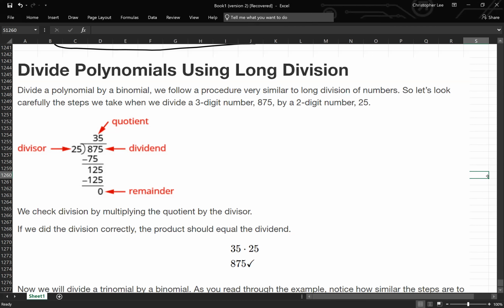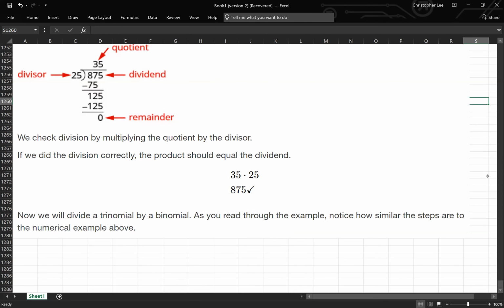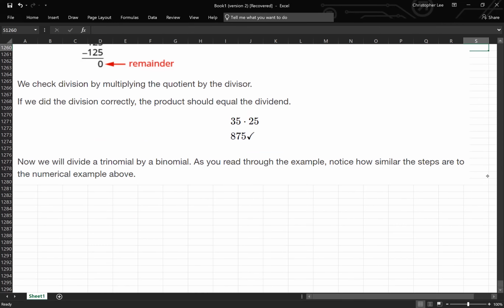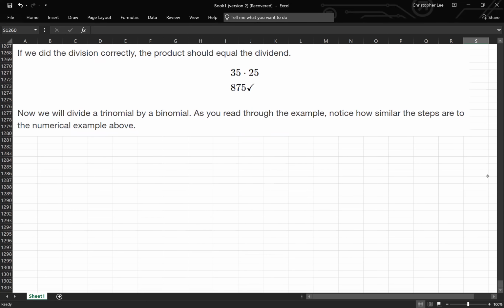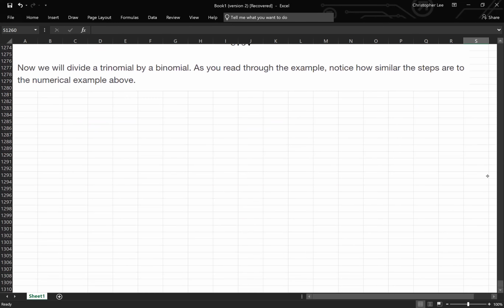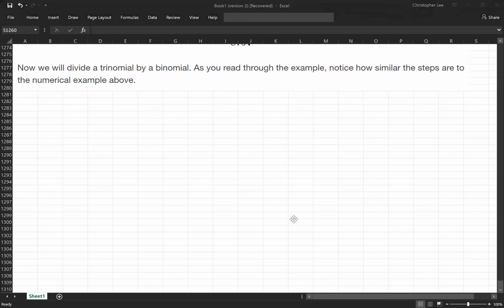So we check division by multiplying the quotient by the divisor. If we did the division correctly, the product should equal the dividend. So 35 times 25 is 875. Now we will divide a trinomial by a binomial. As you read through the example, notice how similar the steps are to the numerical example above. All right. This right here is going to help you out.